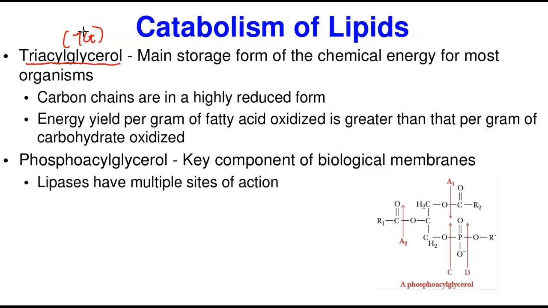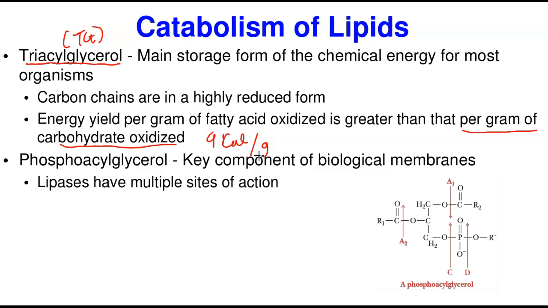Of course, in this state, like I showed you in the earlier picture, carbon is in its most reduced state because each of those carbon atoms has a lot of hydrogen around it, so it is highly reduced. So the energy yield per gram of fatty acid oxidized is greater than the energy yield per gram of carbohydrate, of course. Breaking down 1 gram of this thing gives you 9 calories, 9 calories for every gram of fatty acid, whereas that of protein and carbohydrate will give you about 4 calories. That is a huge difference, almost double of what you get from proteins and carbohydrate.